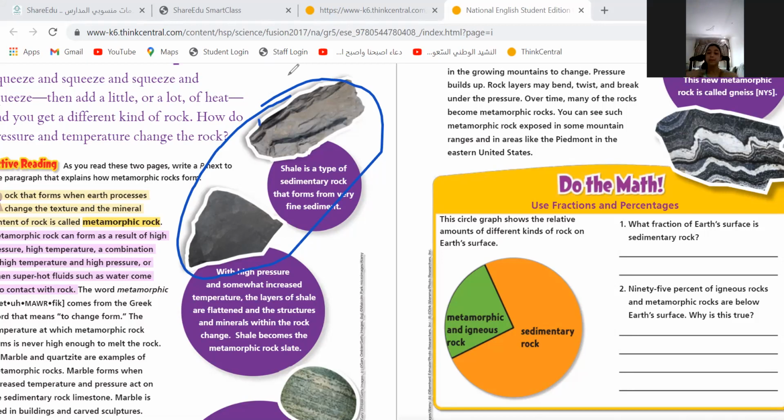So these are almost the same rock, but what happened to it? What increased? The temperature and the pressure. High pressure. Excellent. High pressure and high temperature made it change.